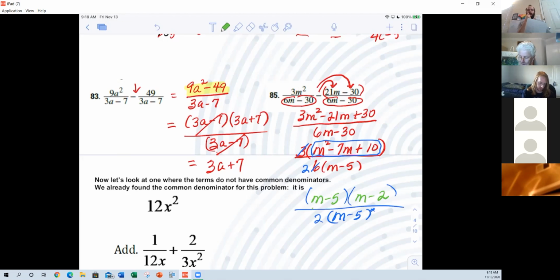Right. And then we can scratch out m minus 5, and then our final result is m minus 2 over 2. Good. There's nothing more we can do with that. I think people are stronger when they do distribution versus when they do factoring. So sometimes if you guess and check, it goes a little quicker.